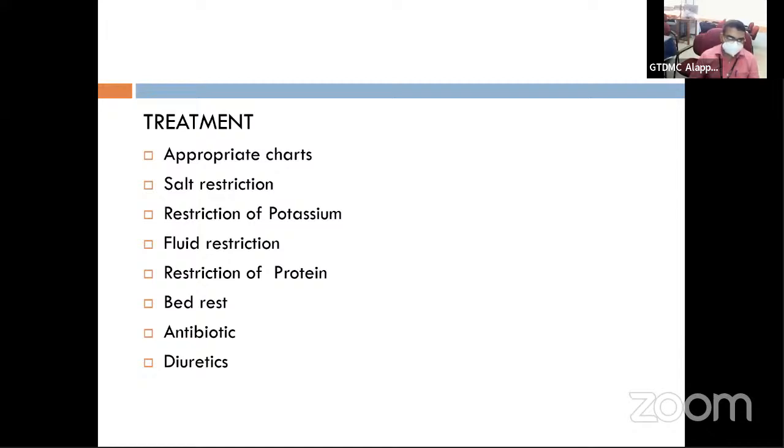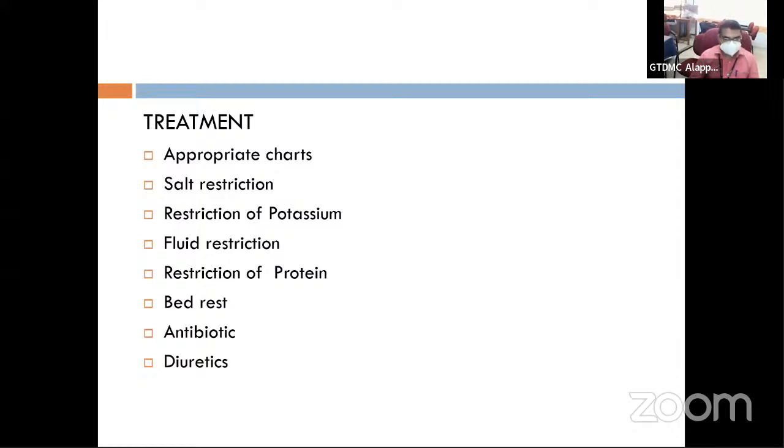Fluid retention and electrolyte retention is there in glomerulonephritis, so potassium will be high. Potassium-rich foods like fruits should be avoided. Fruits, especially coconut water, should be avoided. It contains a lot of potassium. Then chocolates, nuts, cashew nuts should be restricted in children with PSGN.